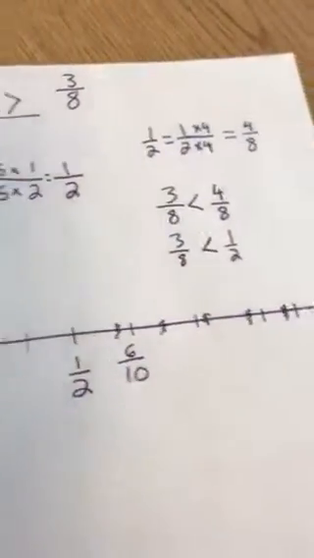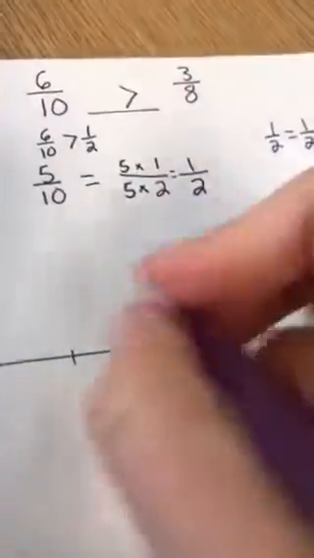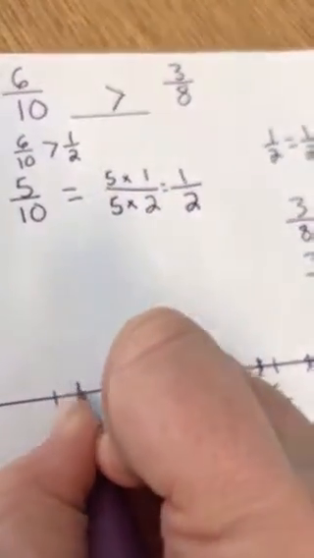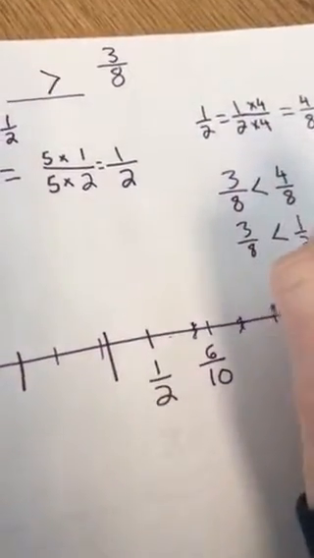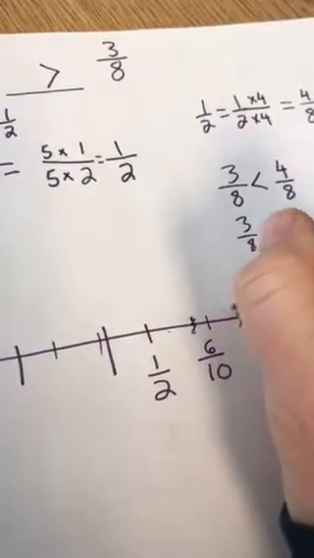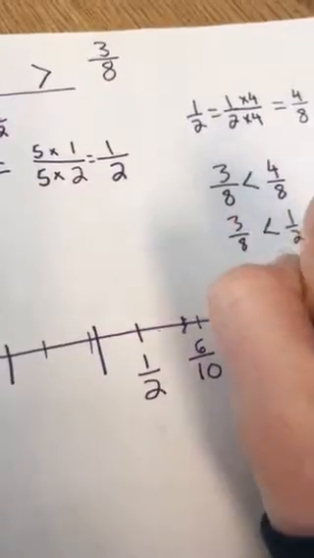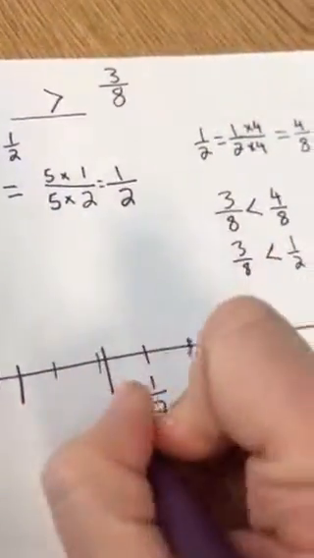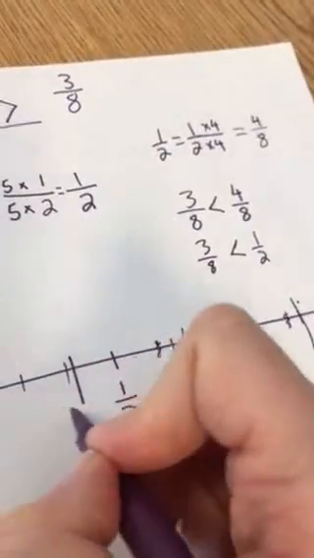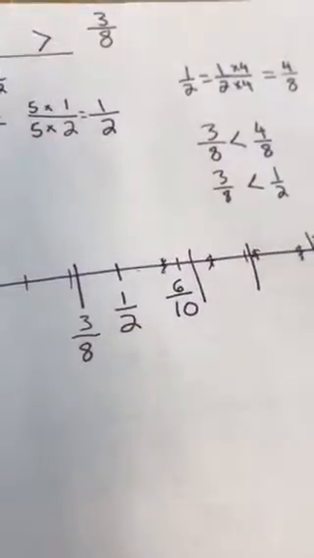Okay. And this would be 6/10. And then I'm going to also divide it up into fourths and eighths, and I'm going to use larger lines to divide my eighths. So I'm going to divide each half into 4 pieces. And this right here would be 1, 2, 3/8. So 3/8 is smaller than 6/10.